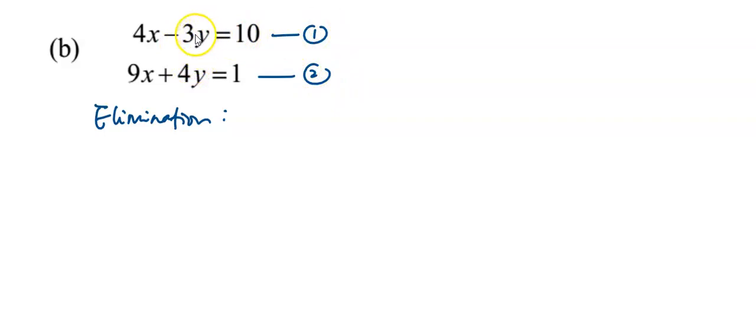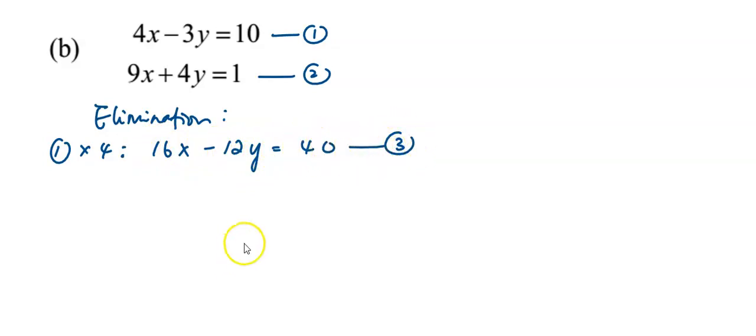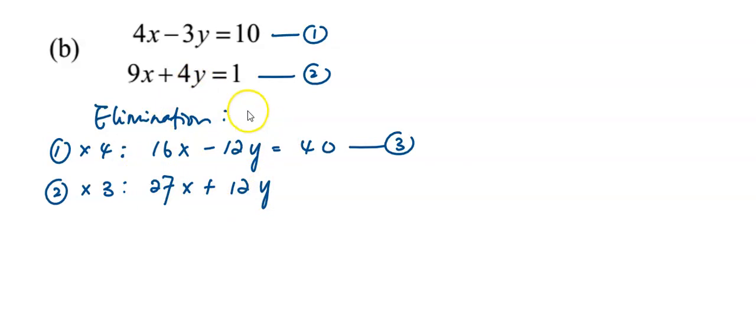How can we make the coefficient of y the same? I'm going to multiply equation 1 by 4. Then I have 16x minus 12y equals 40. This is my third equation. And I'm taking equation 2 multiplied by 3. I will have 27x plus 12y equals 3. I name this as equation 4.